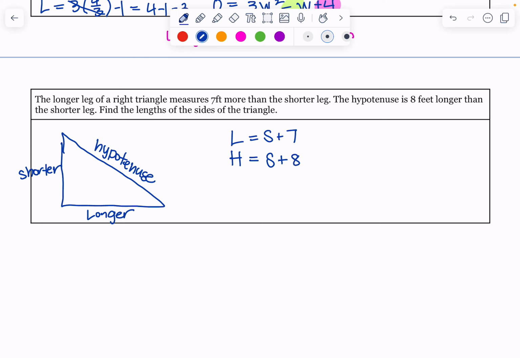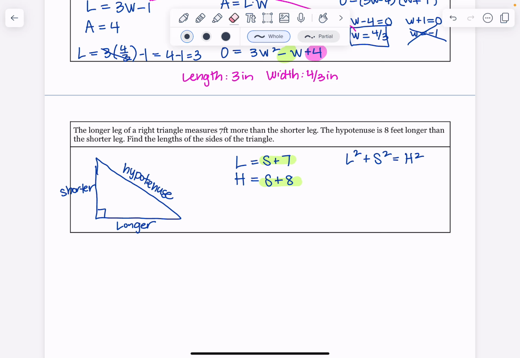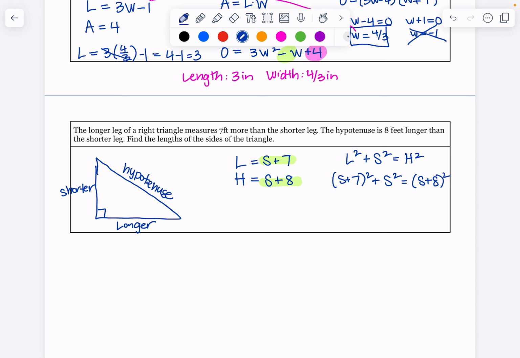So because this is a right triangle, we know that a squared plus b squared equals c squared, or for our problem, that would be l squared plus s squared is equal to h squared. And we have L written with an S in it and H written with an S in it, so we can substitute and look at S only. So if we did that here, we would have S plus 7 squared plus S squared equals S plus 8 squared. And let's simplify that. So I'm going to go pretty quick.